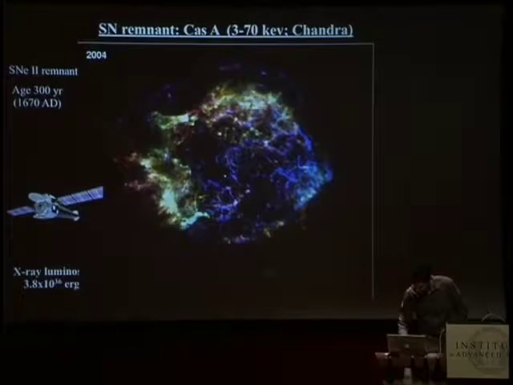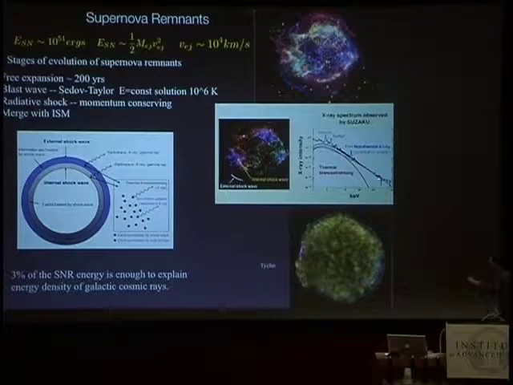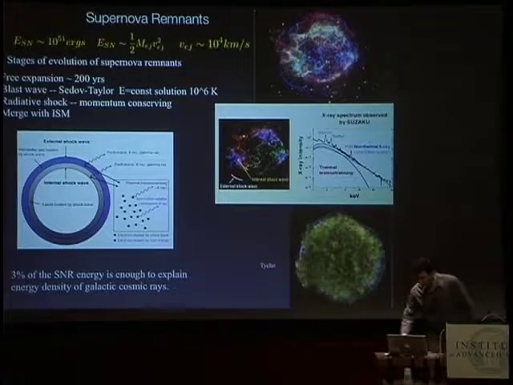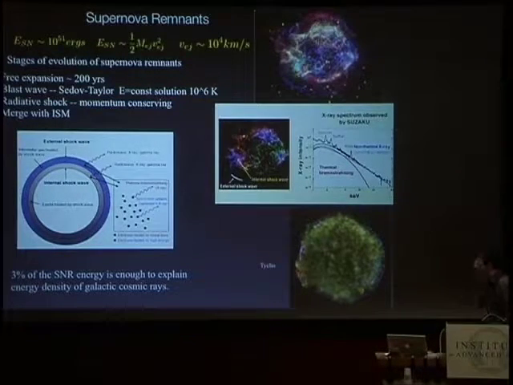presumably there are particles accelerated in these shocks. And if you look at the spectrum, it looks like there is a thermal bremsstrahlung component plus a non-thermal tail. And this tail is quite prominent. And it tells you that electrons are accelerated in these shocks.